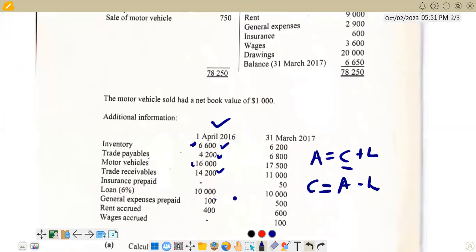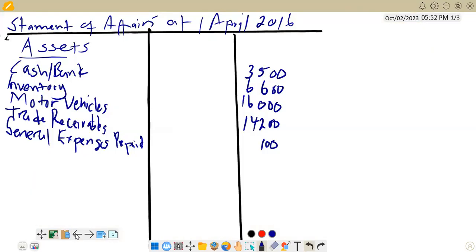After general expenses prepaid, we've got rent accrued. Rent on its own it's an expense. So if it's an accrual, it's a current liability. We don't include it under that one. So it means we have exhausted all our assets that we have in that question at the beginning of the year.